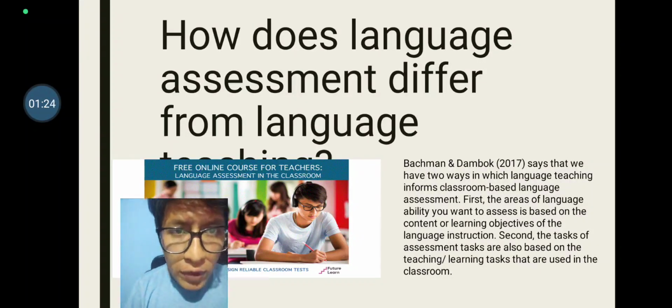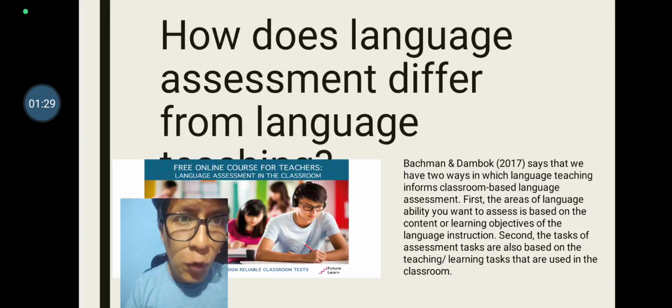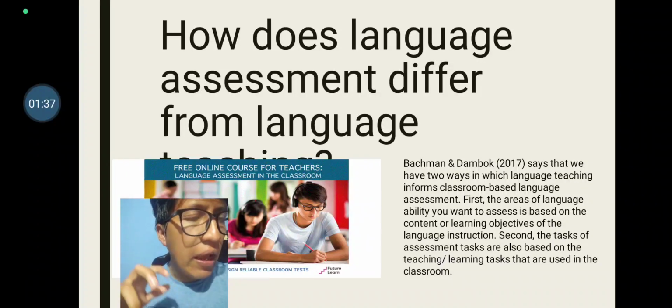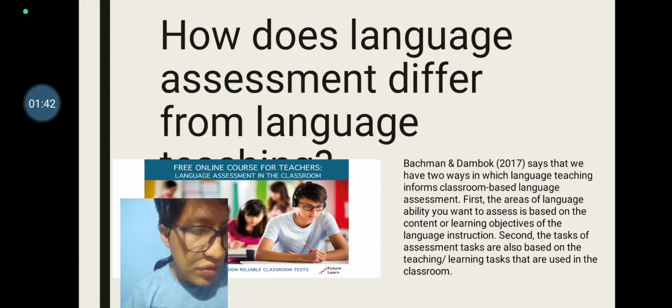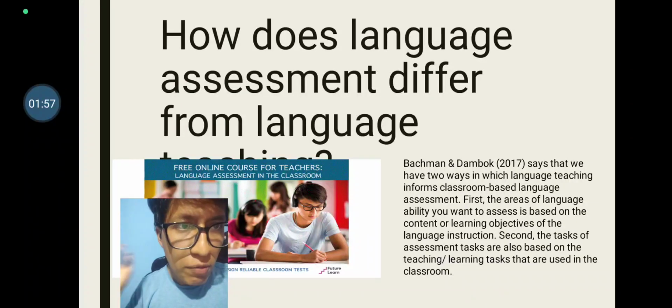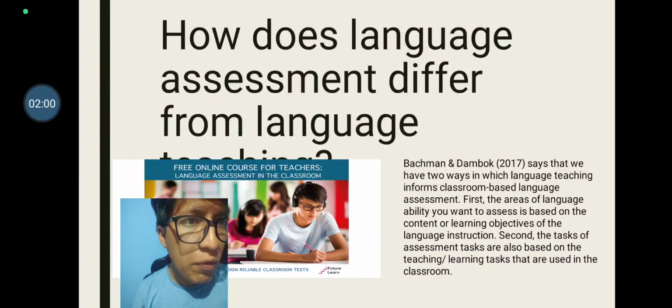And second, the assessment tasks are also based on the teaching or learning tasks that are used in the classroom. Okay, about how language assessment differs from language teaching, there is a lot of difference, because language assessment is like a quiz, like opinion or feedback that we are going to receive from students or people that we are going to teach, and language teaching is about teaching in general, teaching some things, not just the language, teaching every topic.